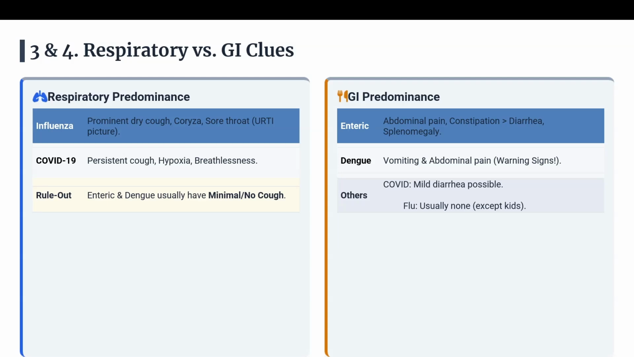So there will be splenomegaly. Look for an ultrasound or a clinical examination to look for splenomegaly. These are soft clinical markers of enteric fever. Dengue fever, there will be vomiting, abdominal pain. These are warning signs. So this also comes under predominantly GI.